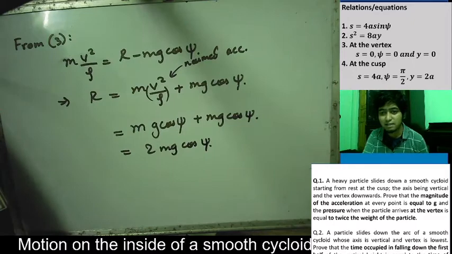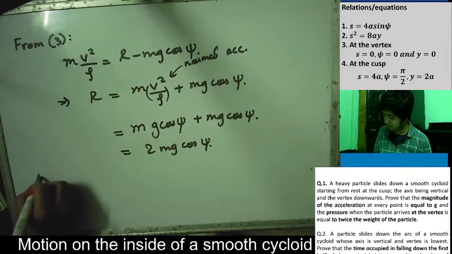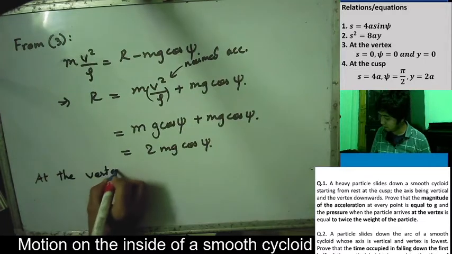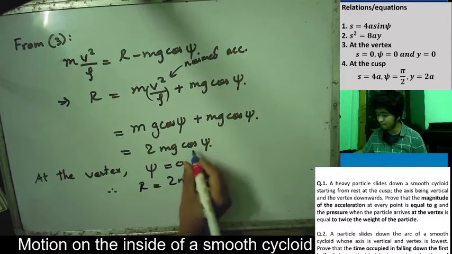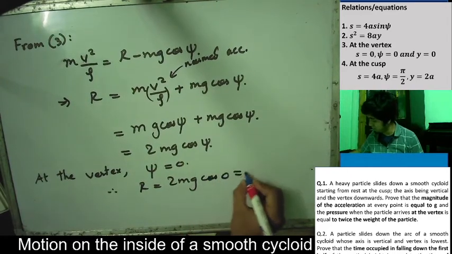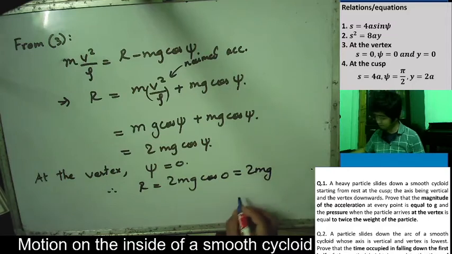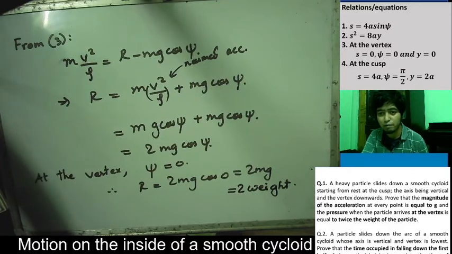But the question says at the vertex. So we need it at the vertex. So at the vertex, psi is equal to 0. Therefore, R equal to 2 mg cos 0, so it will be 2 mg, which is twice the weight. This is exactly what we want to prove. So we are done with question 1. Again, these are very simple questions. All you have to do is just remember the equations of motion. So let us now start doing question number 2.